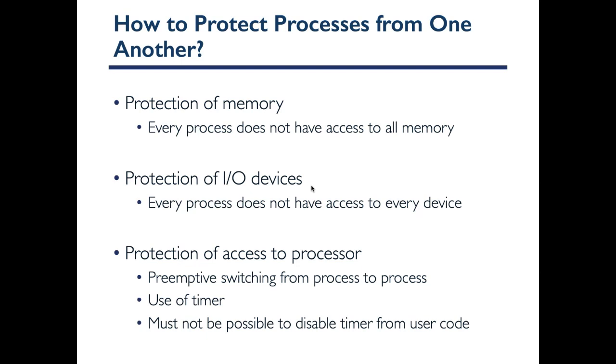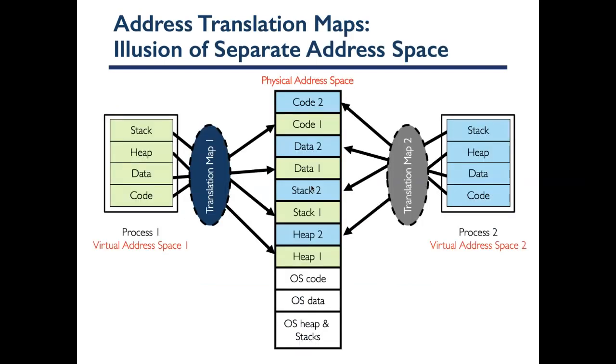Okay, so this is again how the translation works. We talked about having different address spaces for each process. The reality is that we have a physical address space, physical memory, that all processes are going to use in a multiplex system, a time multiplex system.